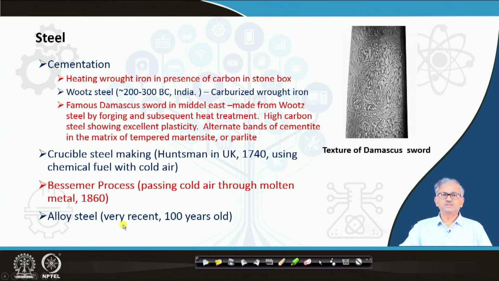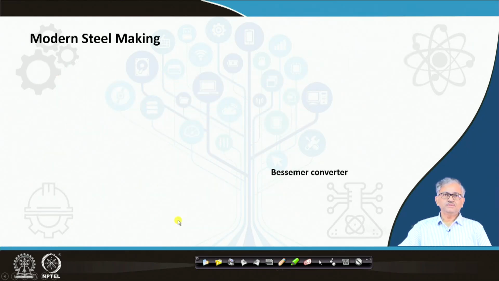And then alloy steel is a very recent phenomenon, maybe 100 years old. It was in the early 20th century that alloy steel came. And so I will talk about some modern steelmaking. To start with, let us talk about the Bessemer process. There is Henry Bessemer. He invented this technique in 1860.